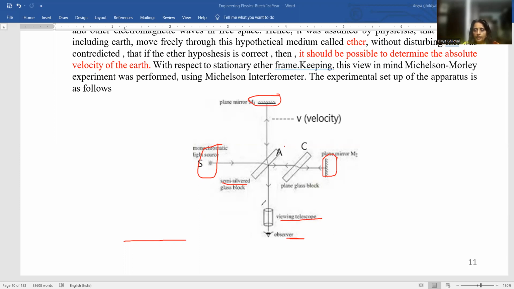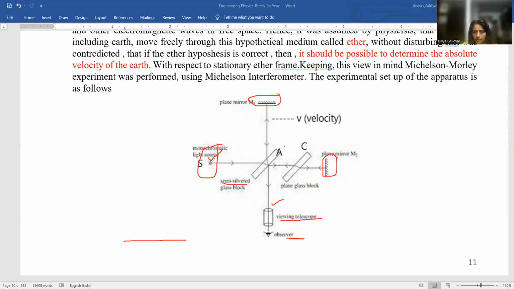Fringe width comes when there is a path difference between the rays that are reaching my telescope, when there is a monochromatic source of light and coherent sources. This you will study in interference, but here I am explaining it in short. Let us track this ray of light.